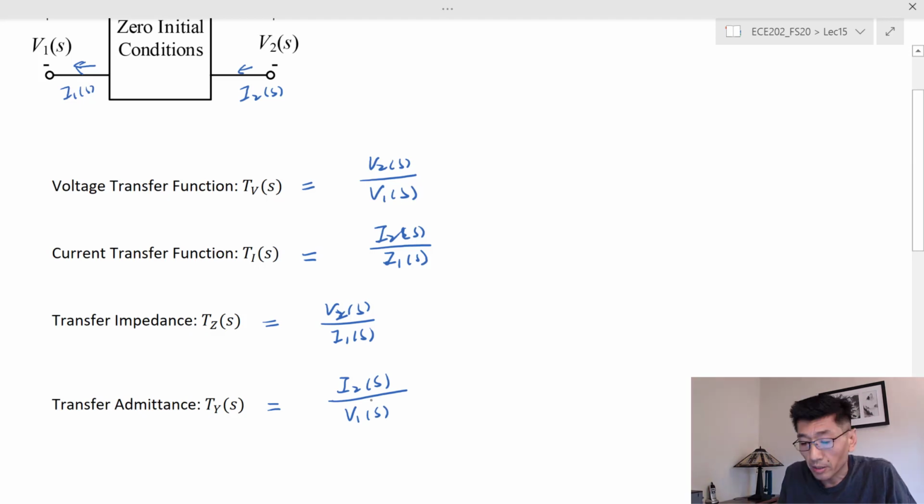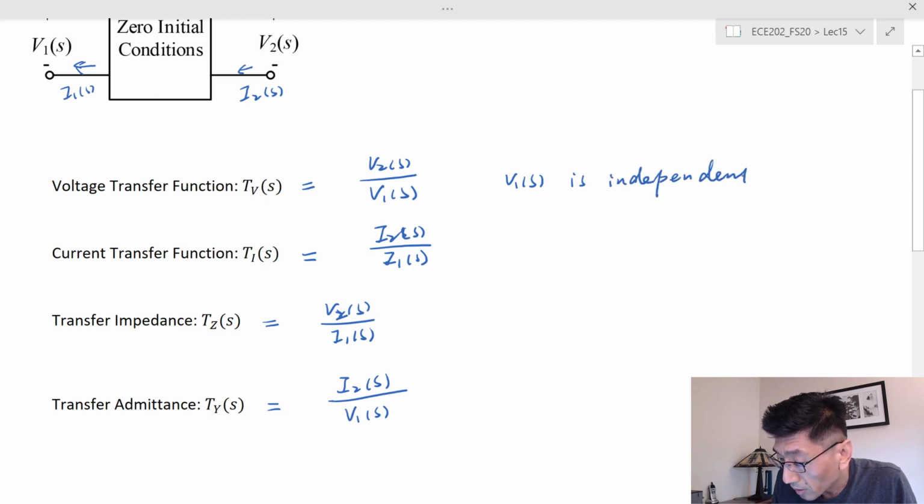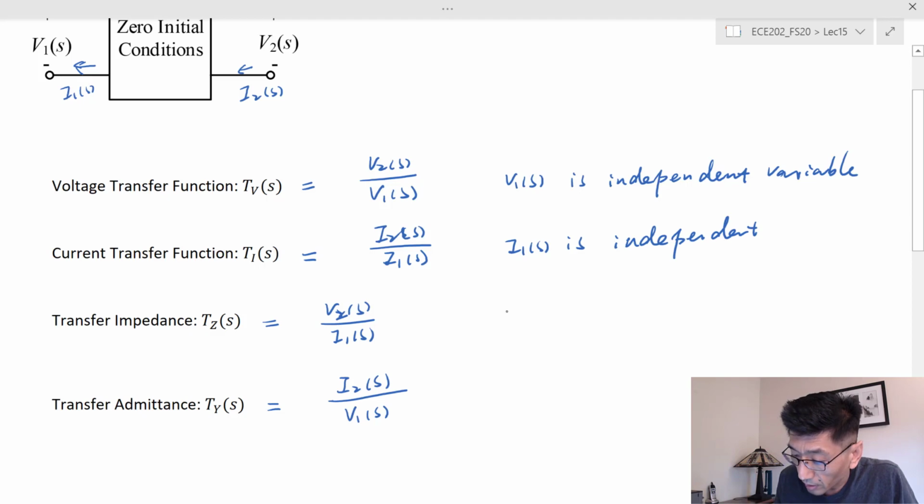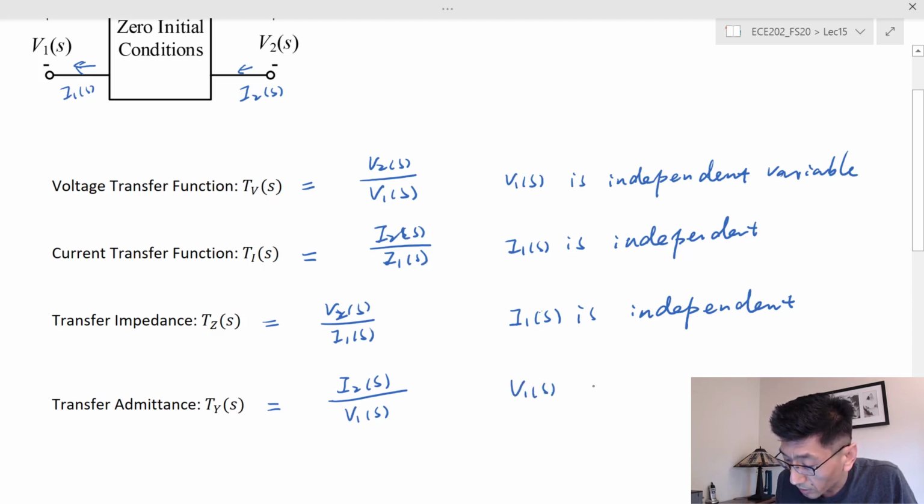In this case, V1 is the independent variable. And in the other case, I1 is the independent variable.